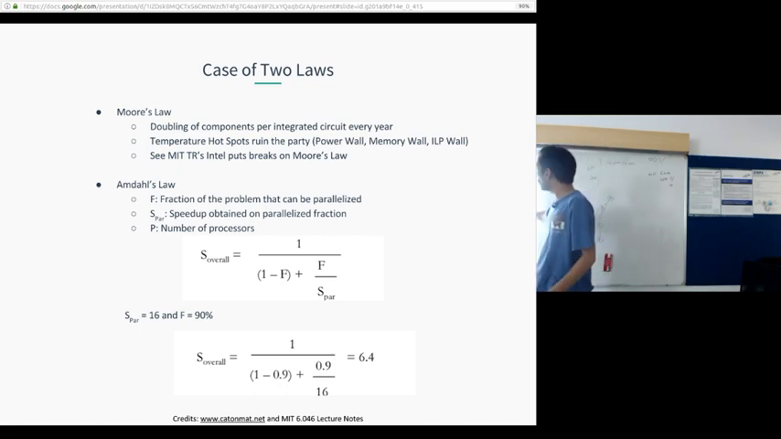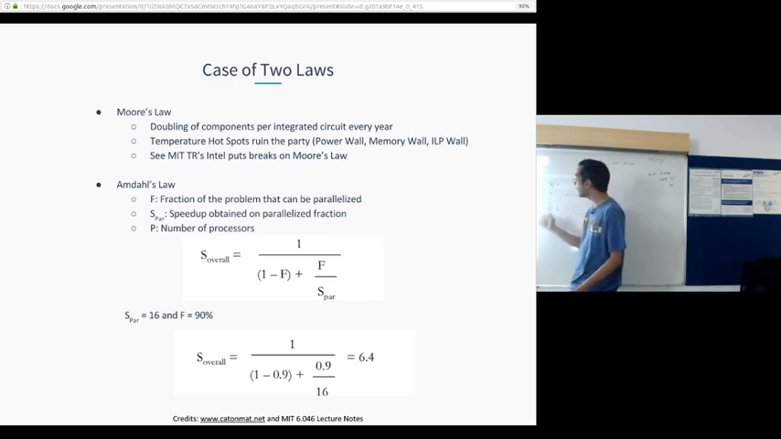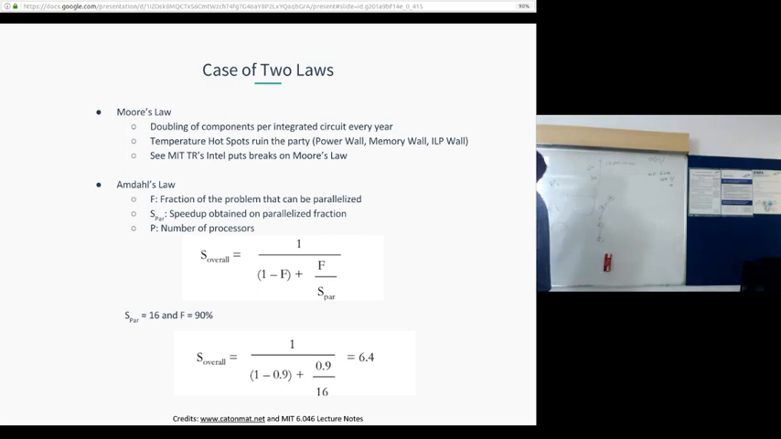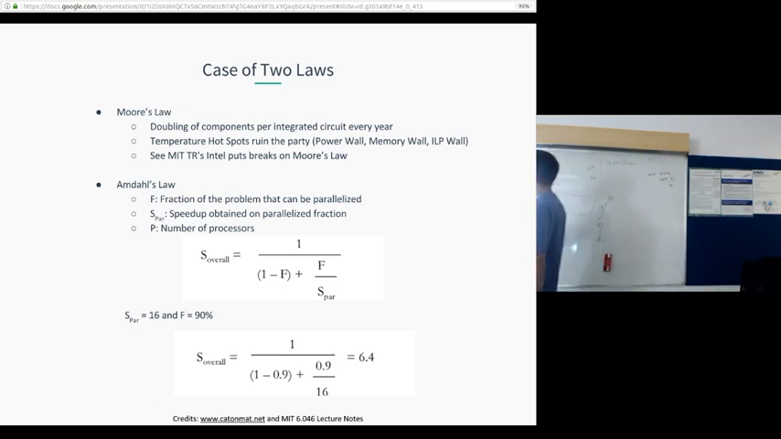And the second one is about how much parallelism we can have. So the idea here is, if you have a problem that you want to parallelize, and f is the fraction of the problem that can be parallelized, and s_par is the speed up that you obtain for the parallelized fraction, then your overall speed up is nothing but the fraction that is not parallelizable plus the speed up that you get from the parallelized one. That gives you the overall speed up, right?